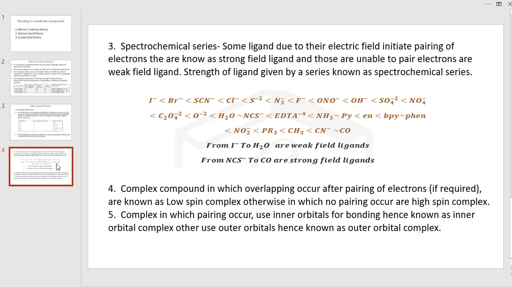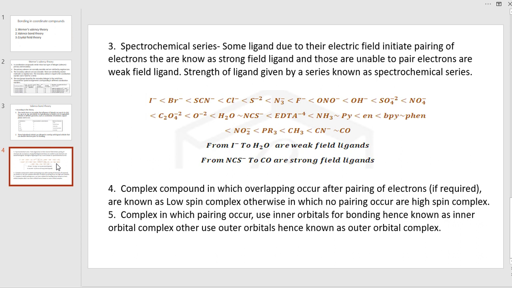There's no exact division of where strong field ends and weak field begins, but from iodide to H2O the ligands are considered weak field, and after H2O, ligands are considered strong field. But there's no exact demarcation. This is the problem of valence bond theory. There's no demarcation, right?